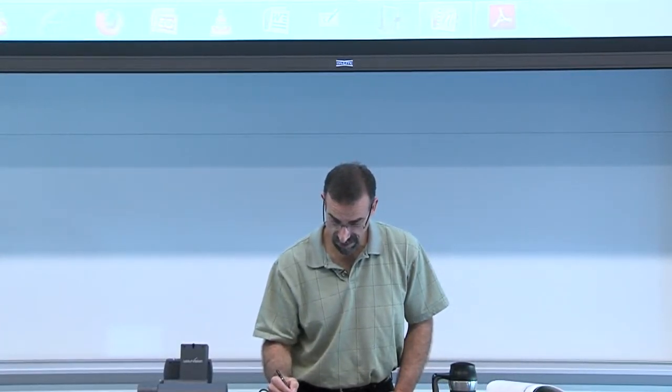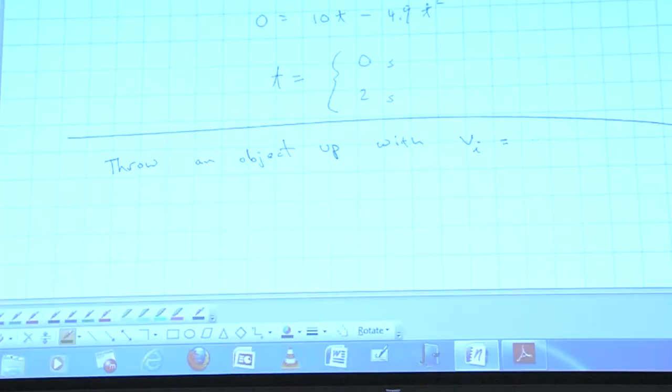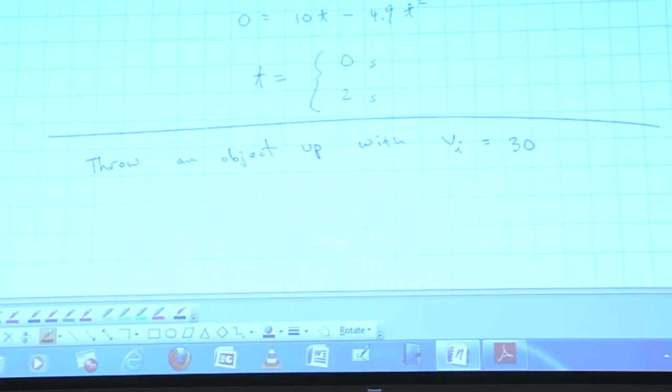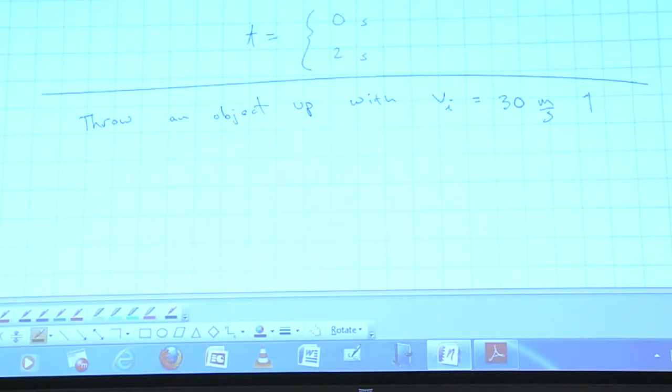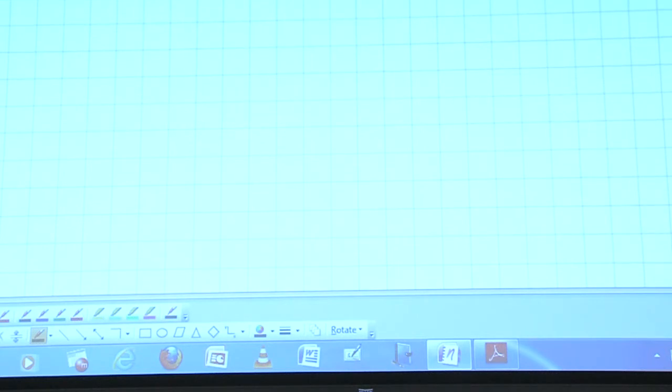What is the final velocity? You know? Negative 10. Because let's take a look at what happens here. Let's start with, how about 30 meters per second in the upward direction. So let's make a little chart here of what happens in time.